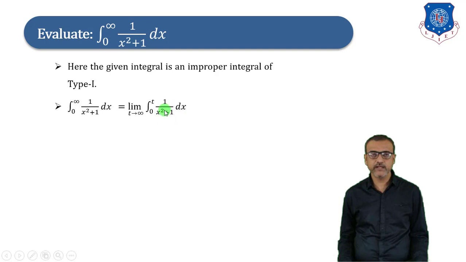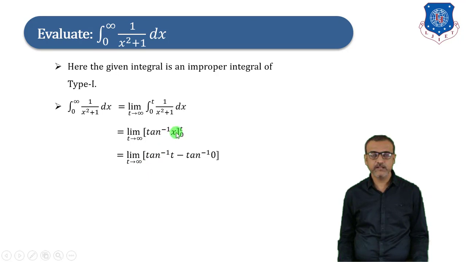Now we will find the integration of 1 upon x square plus 1 according to the formula: integration of 1 upon x square plus a square equals 1 upon a tan inverse x by a. Here a is 1, so the integration of 1 upon x square plus 1 is tan inverse x by 1 multiplied by 1 upon 1, so it is tan inverse x, and its limit is from 0 to t, with limit t tends to infinity. So this equals limit t tends to infinity of tan inverse x from 0 to t.